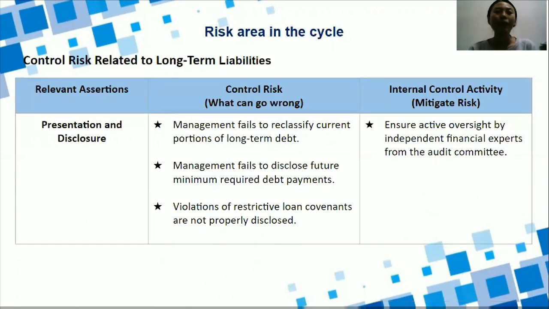Okay, last one is about the presentation and disclosure, how they present it in the financial statement. What can go wrong here is that the management fails to reclassify the current portion of long-term debt. The management fails to disclose the future minimum required debt payments, and also the violations of restrictive loan covenants are not properly disclosed. Covenants here mean the agreement. And what they can do to overcome all this is to ensure active oversight by independent financial experts from the audit committee.